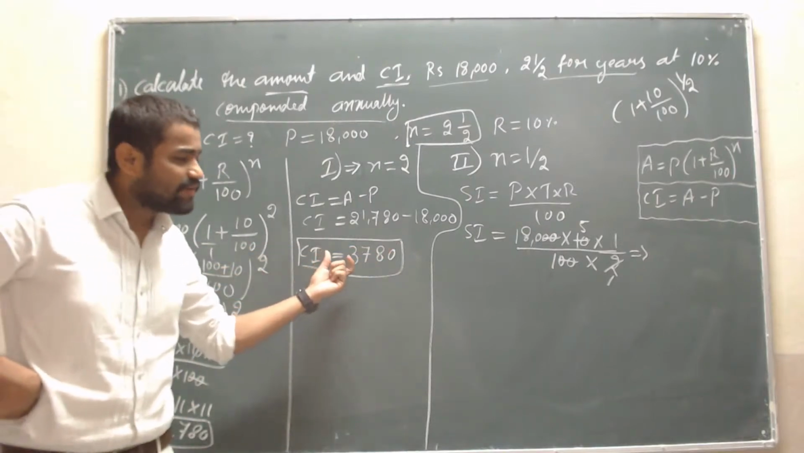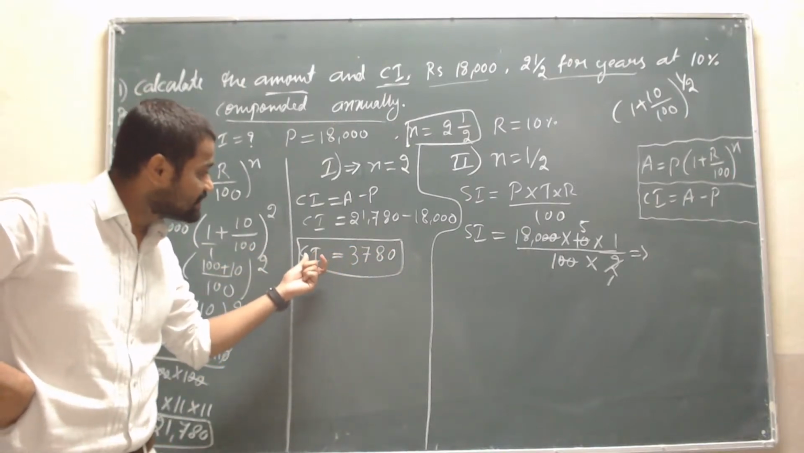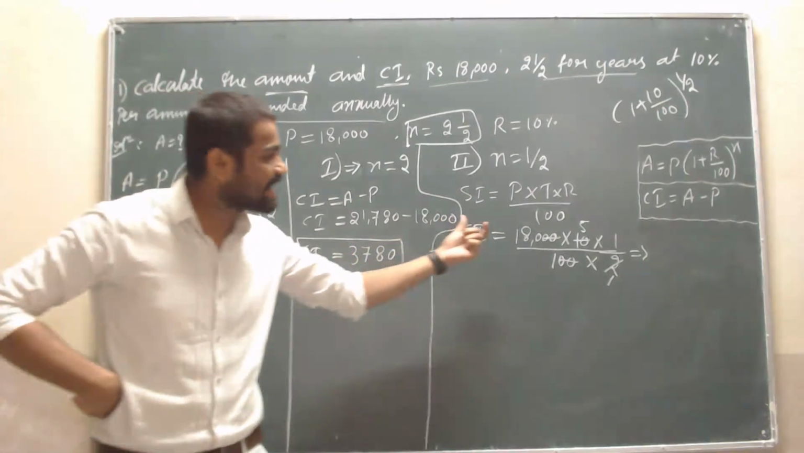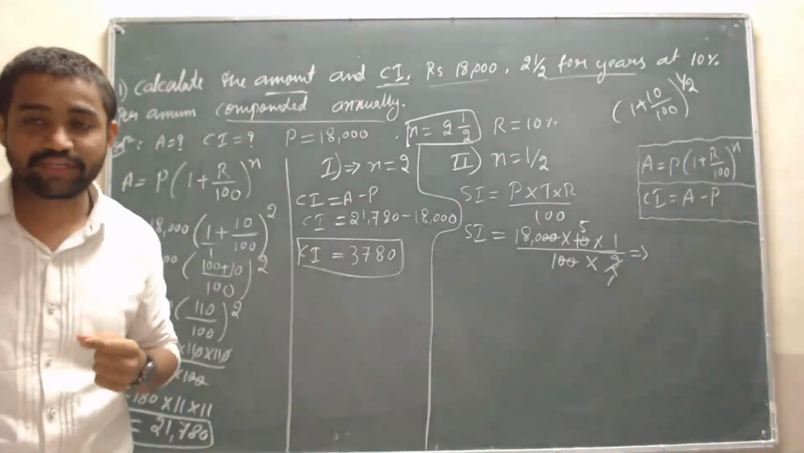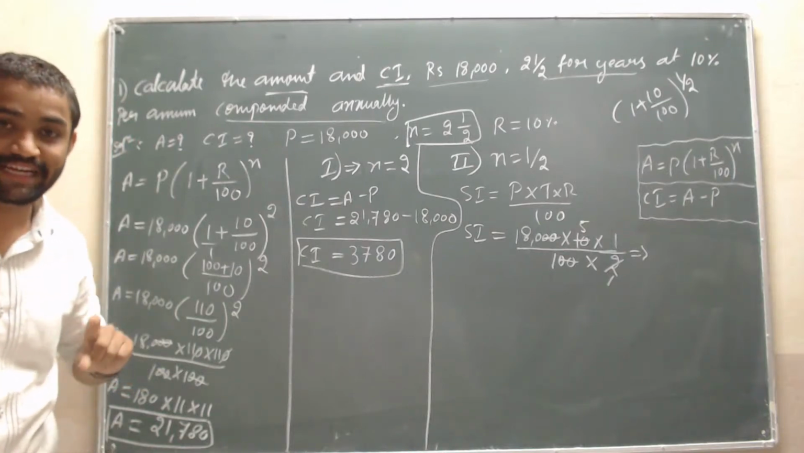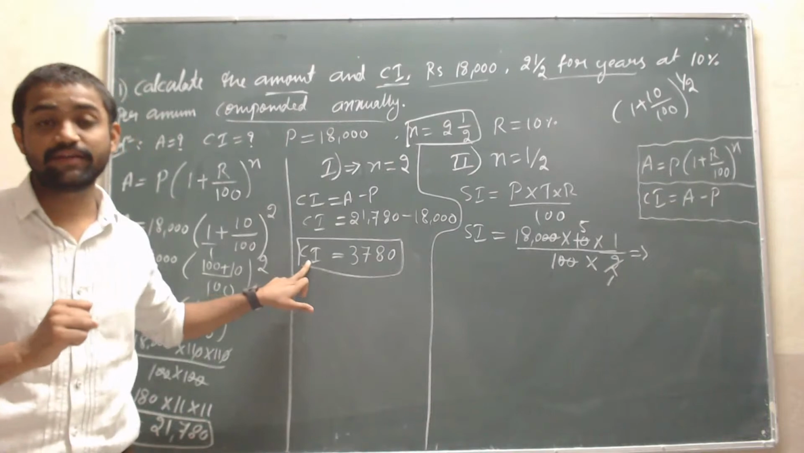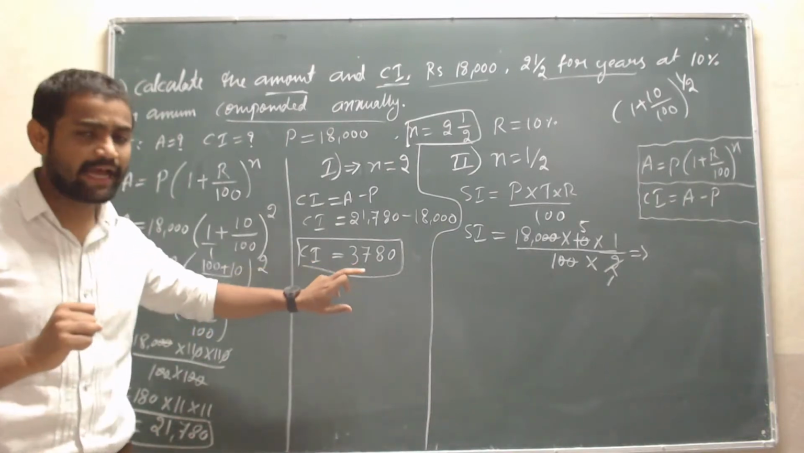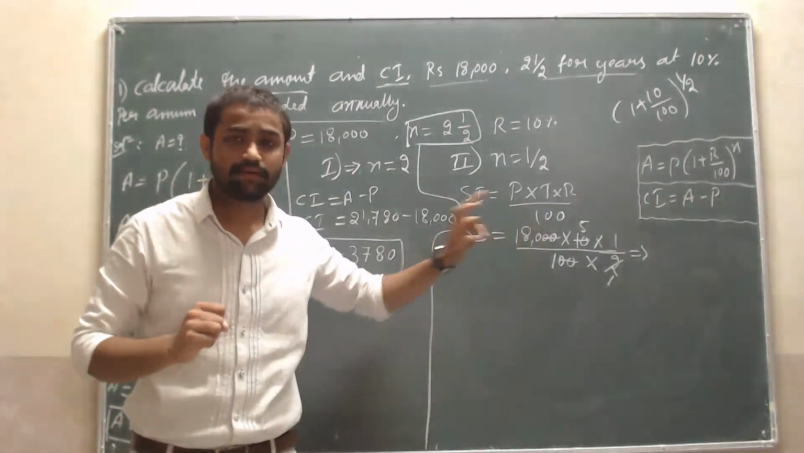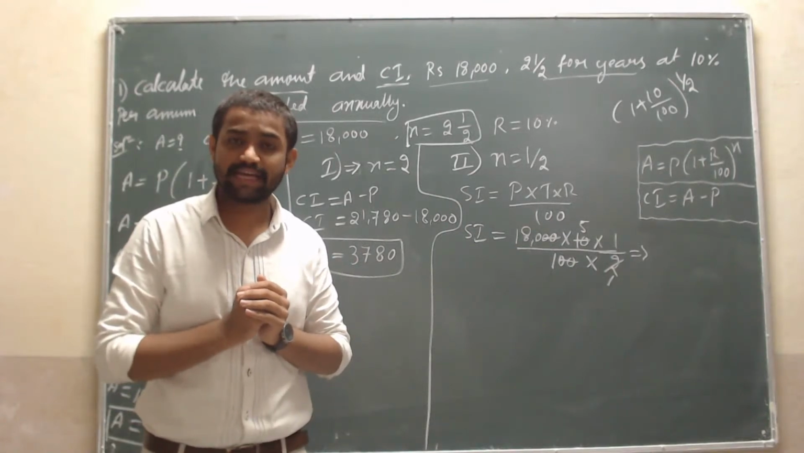Sir, here we found compound interest, but you did simple interest. Yes, please explain once again. Concentrate here. Here we have found the CI. Why are we finding it here?